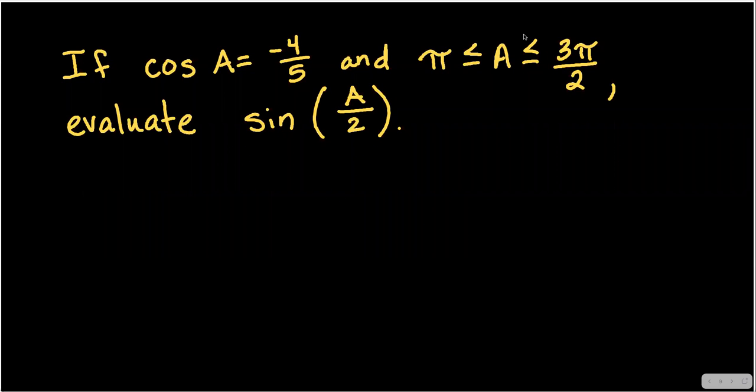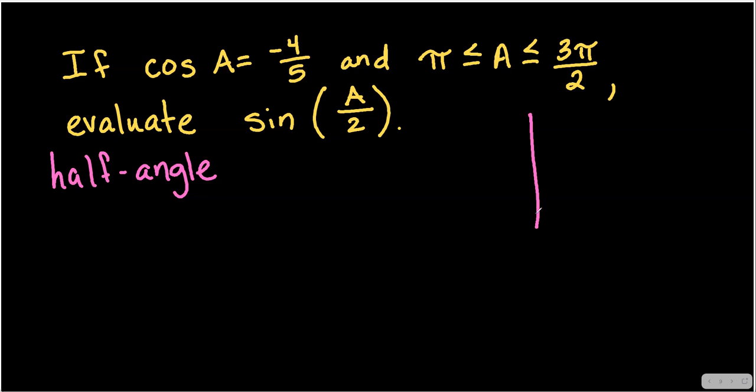If cosine of A equals -4/5, and A is between pi and 3 pi over 2, how do we evaluate sine of A over 2? So we're looking at a half angle formula. That's really what we're starting with here, the idea of a half angle, and we've got to use this information given to us.